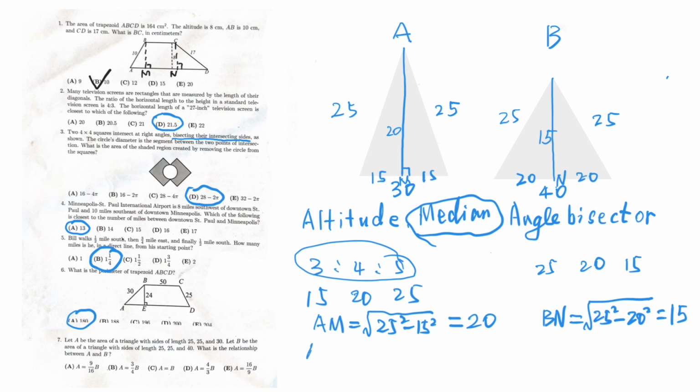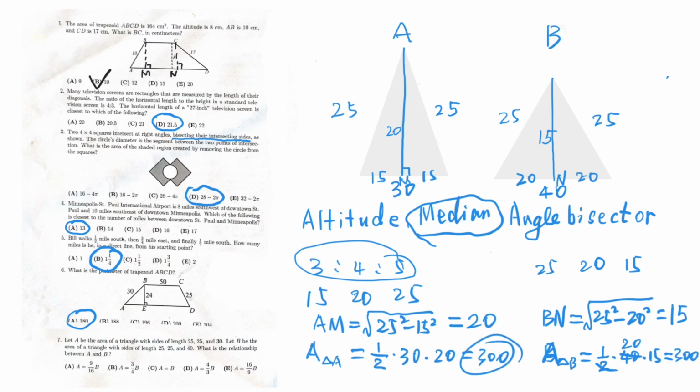So the area of A equals 1 over 2 times base, that's 30, times height, that's 20. Total will be 300. For the area of B equals 1 over 2 times base, which is 40, times height, which is 15. We cancel the 2, still 300. So both areas are 300. So they are equal. The answer is C.